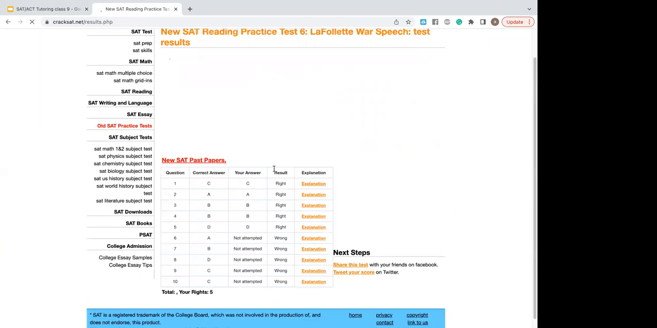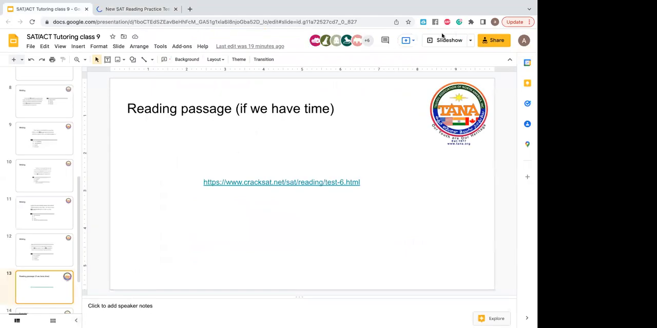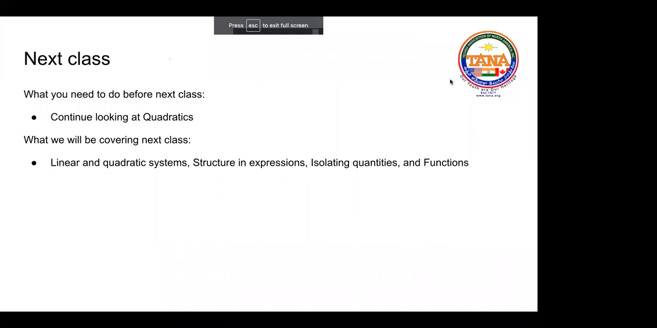Did we get them right? All right, we got the ones that we did right. So for next class, just review quadratics, and we'll be looking at linear and quadratic systems, structures and expressions, isolating quantities, and functions. And yeah, that's it for today.